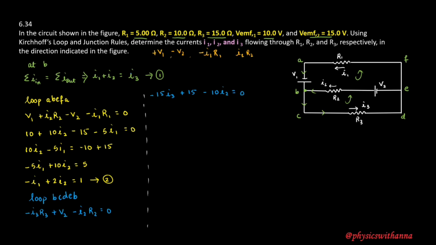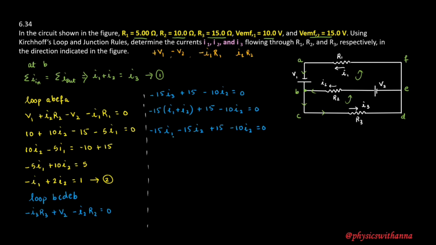I3 from equation 1 we know is I1 plus I2. So let's substitute that here. We get negative 15 times (I1 plus I2) plus 15 minus 10 I2 equals 0. Now multiplying this out, we get negative 15 I1 negative 15 I2 plus 15 minus 10 I2 equals 0.